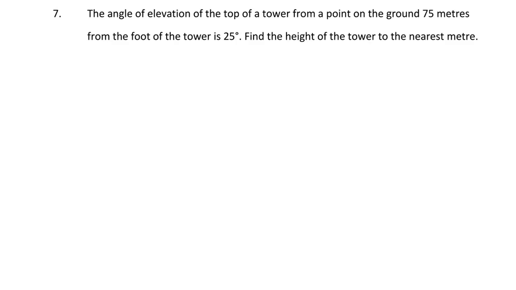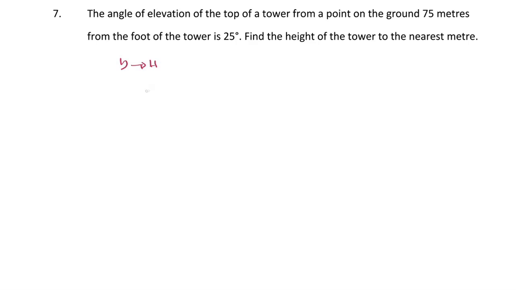Question number 7. The angle of elevation of the top of the tower from a point on the ground 75 meters from the foot of the tower is 25 degrees. We are supposed to find the height of the tower to the nearest meters. Okay, so for this one, we are going to let y be the height of the tower. Okay, so now let us consider the following diagram.